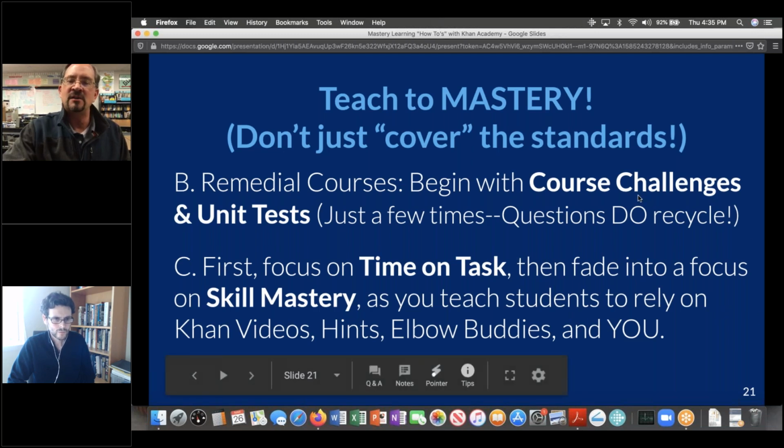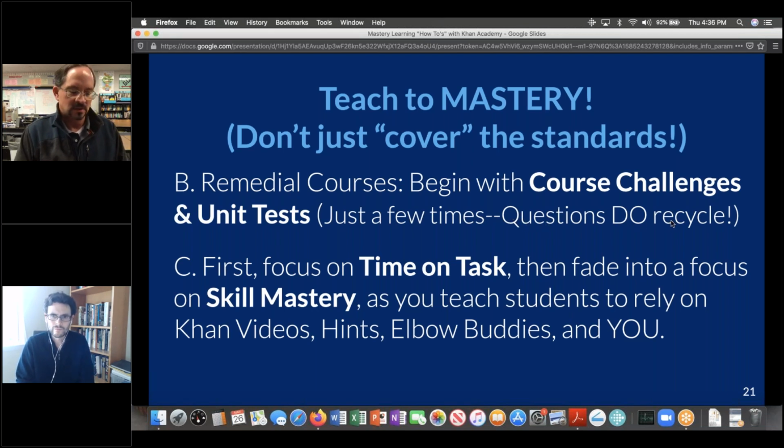Have them do those course challenges. It's kind of like a final exam, an end of year test, and also the unit tests a few times each. But be aware, after so many times, some of the questions do start to recycle. So you don't want kids doing that too many times, and you'll have to use your judgment where the questions start to recycle. They're just memorizing answers, copying answers down and reusing them. So I only let them do them a few times, maybe 5 times or so. And then right around 10 times, I think, questions start to recycle. Somebody who's an expert will have to inform me on that.